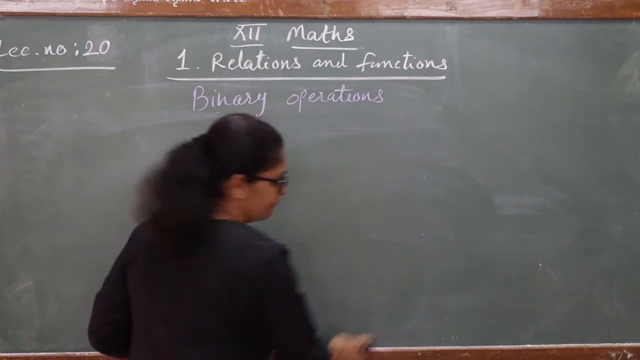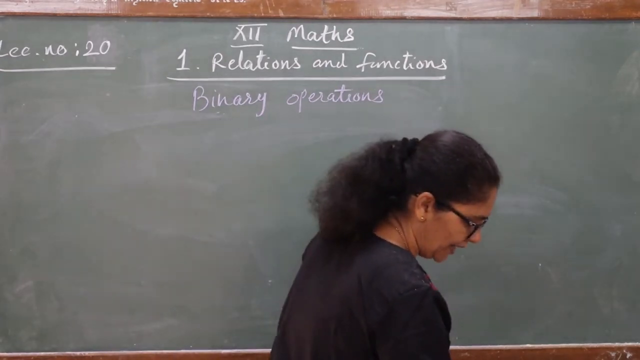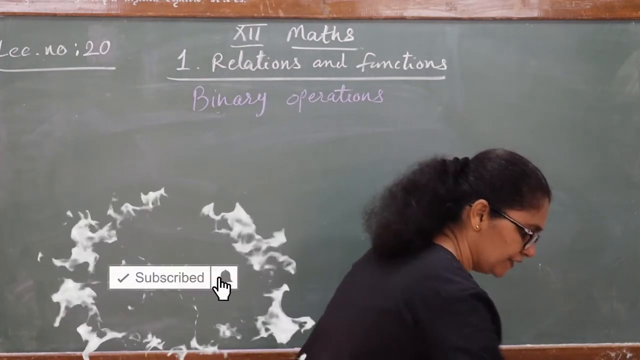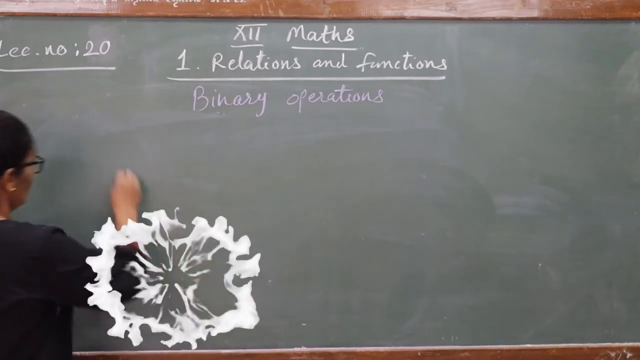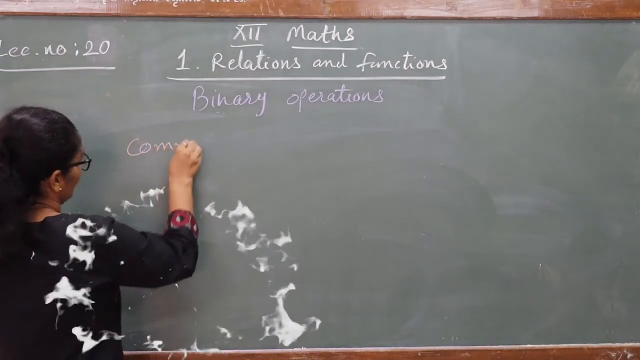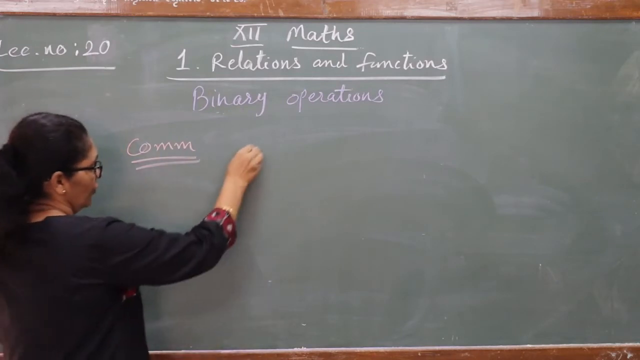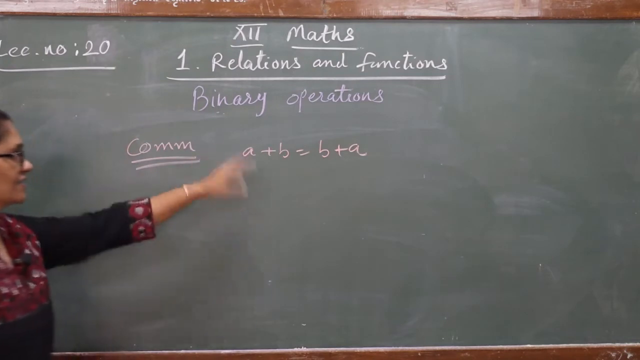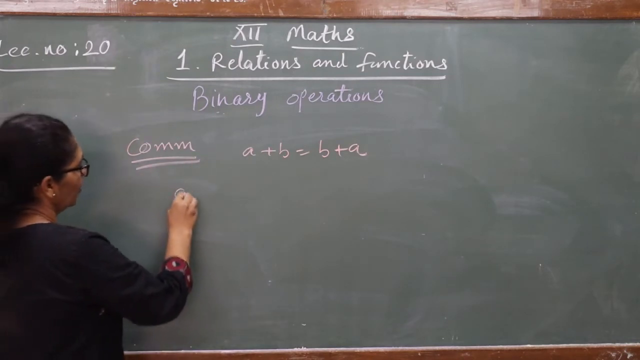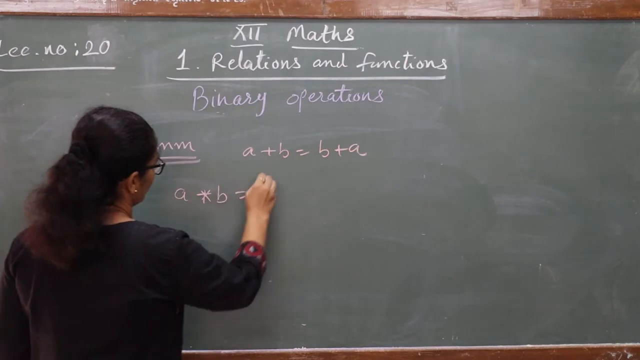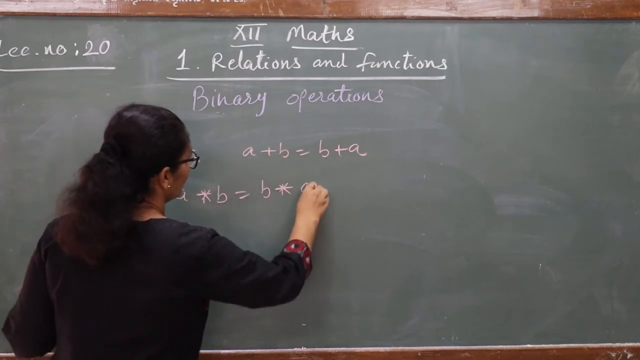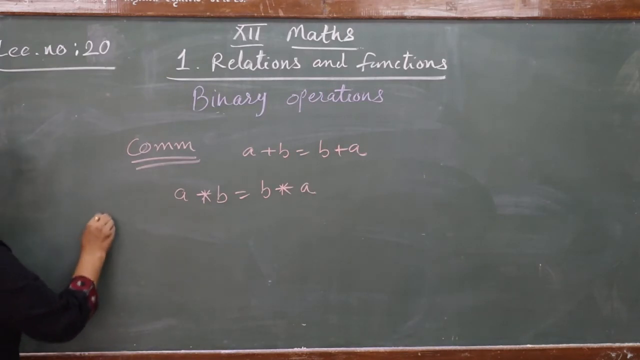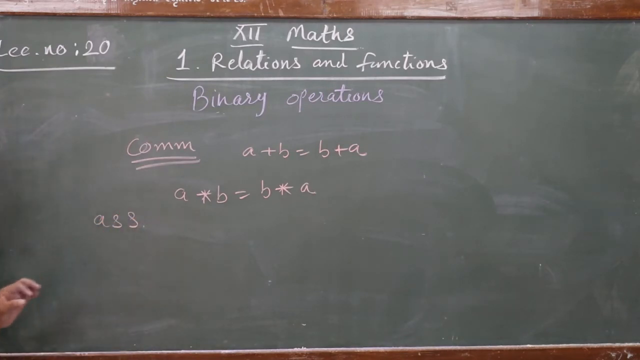So we come to our first property for binary operations, commutative. First, the definition of commutative. What is the commutative property? We are already familiar with it. We already learned in addition that A plus B equals B plus A. This is your commutative rule. So for a binary operation also, if A asterisk B equals B asterisk A, then you can say it is commutative.